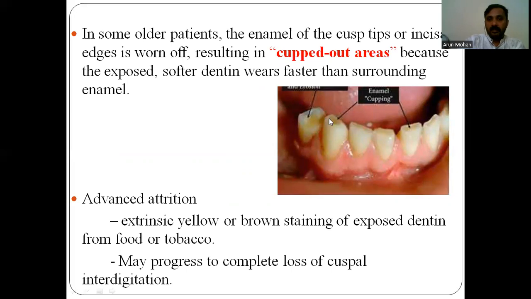Just as we can see in this image, there will be cupped out areas because the dentin wears faster than the surrounding enamel. So in such cases, instead of the classical picture of a flat facet, we'll see cupped out areas of tooth surface because dentin gets destroyed faster than the surrounding enamel.